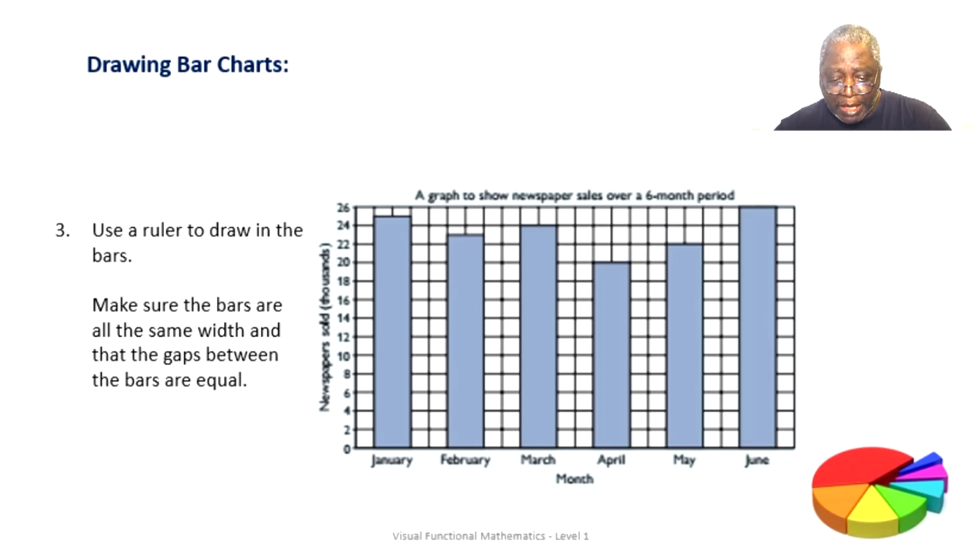The title: a graph to show newspaper sales over a 6 months period. We know that it's in thousands, yeah? And then the y-axis, that is from 0 to 24, going up. And then the x-axis is the months from January to June.